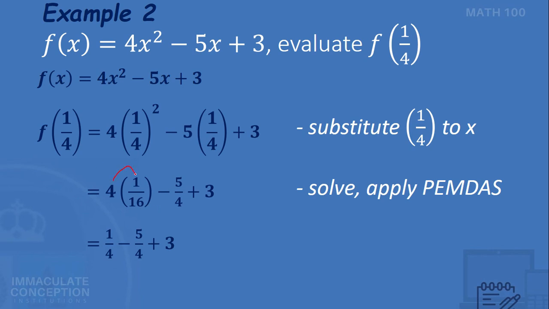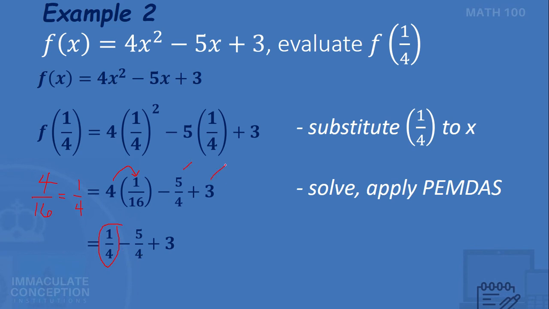So we have here 4 times 1. So that is 4. Then we will copy 16. And then reduce to the lowest term. So that will be equals to 1 over 4. So we have 1 over 4 here. Then copy minus 5 over 4.